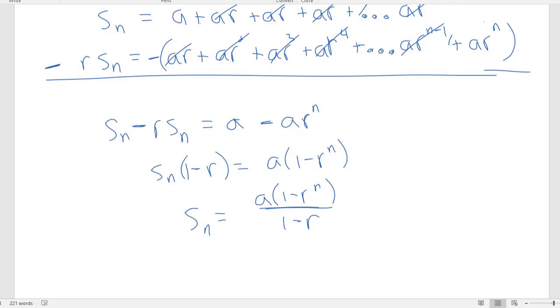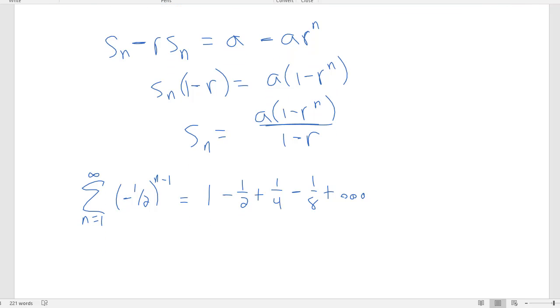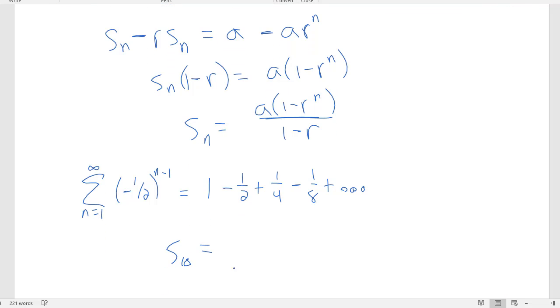So, again, just to illustrate this formula, consider my example, negative 1/2 to the n minus 1, as n goes from 1 to infinity. That was 1 minus a half plus a quarter minus an eighth, plus dot, dot, dot. So if I wanted to look at the 10th partial sum, the a in my formula is that first term, and then 1 minus r. My r is negative a half. And then the 10th partial sum would raise that to the 10th, and I would divide by 1 minus my r value.